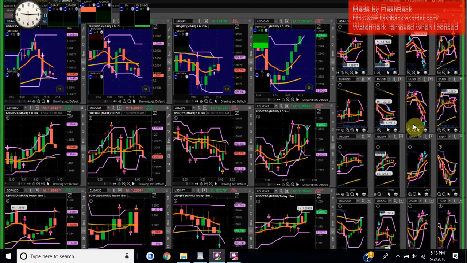Euro USD, same situation. You have a blue with no help against the trend, so you're looking for downs. That's why this blue ray going to the downside plus this 1 hour is pretty good. So this EU with the super 15, we're taking our trade off the 15-minute signal and we're going to the downside.